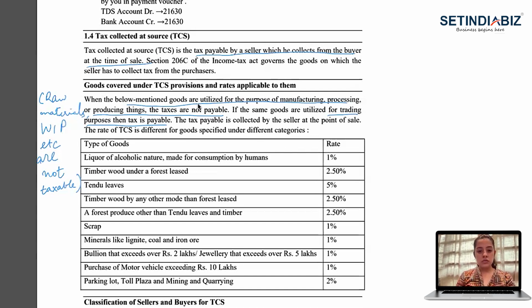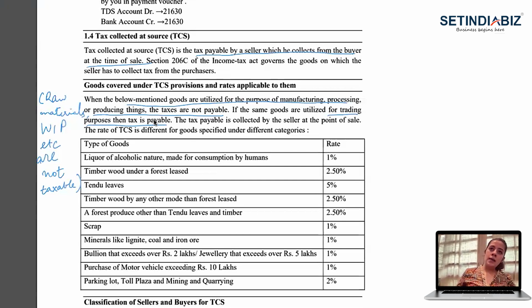Below mentioned are the goods which are covered for TCS provisions, and rates are also mentioned. When these goods are utilized for the purpose of manufacturing, processing, or producing things, the tax is not payable. When we are reusing them to manufacture the final product, or processing them further, or producing things out of them, then TCS is not applicable. If the same goods are utilized for trading purposes, then tax is payable. So only for final consumption, when we are selling the products, TCS is applicable.